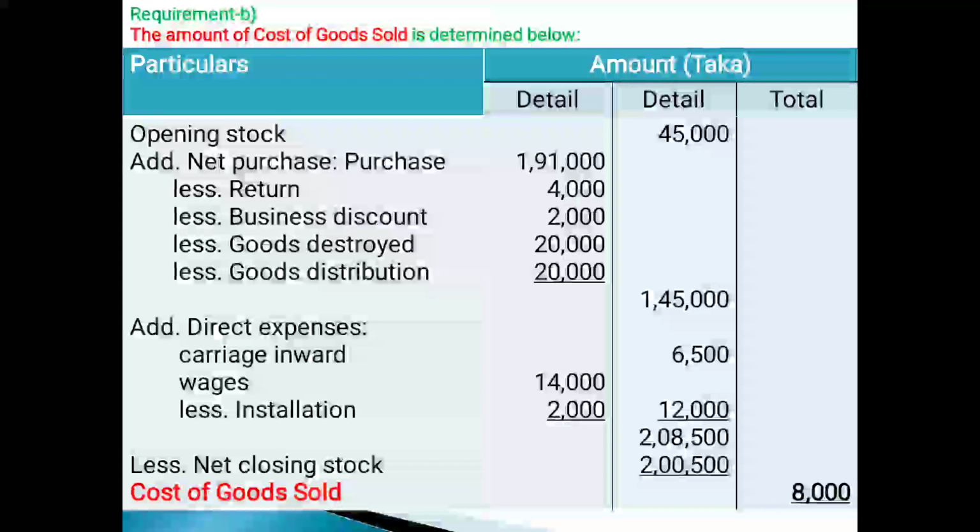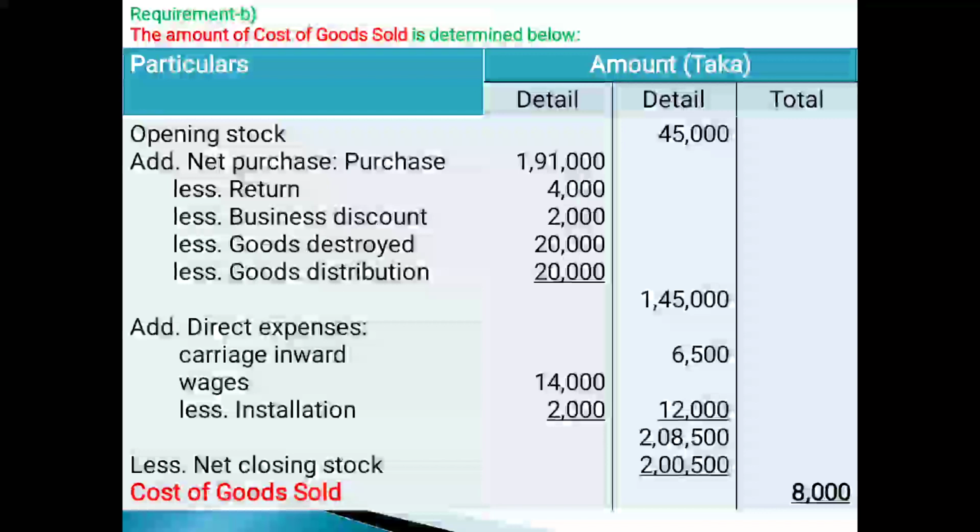Less goods destroyed from adjustment number 1, goods destroyed. Any kind of goods destroyed or lost or distributed or stolen is deducted from the total purchase amount. That's why I have deducted the amount of goods destroyed from the purchase amount, taka 20,000, in the first column. Another one, less goods distribution. From the adjustment we can get goods distributed to customer, then it is deducted from the purchase amount, taka 20,000. At this moment, the net purchase amount taka 1,45,000 is written in the middle column.